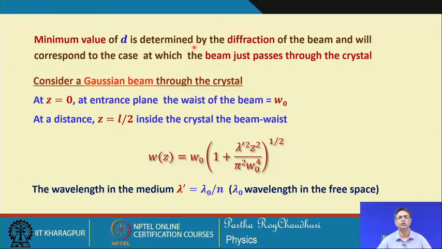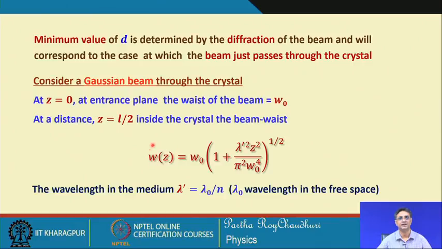So, the minimum value of D is determined from the diffraction of the beam within the crystal. We will see that configuration. Let us consider a Gaussian beam through the crystal. Usually laser light is a sort of Gaussian beam. At z equal to 0, actually at the center of the beam, the beam size is the minimum, which we call the beam waist, that is the spot size, equal to W 0, and then at a distance z 0 within the crystal. So, they are related. This is the diffraction of the Gaussian beam.